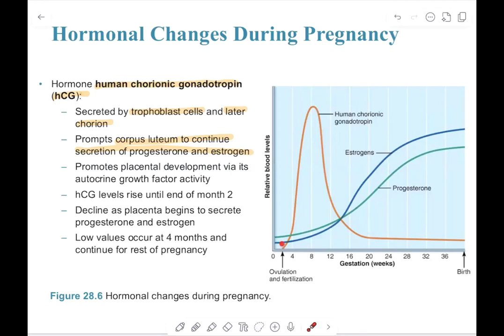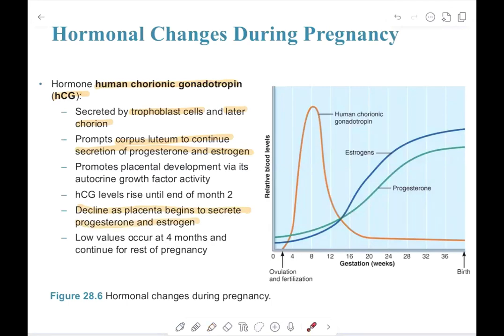At the point of ovulation and fertilization, a little bit after that, there's a slow increase here in HCG. And that HCG is what is going to be detected in the blood or the urine at the beginning of pregnancy. But even if women do get a positive urine test, it's always good to go in and see your doctor and get a blood test for HCG. So HCG then starts to decline as the placenta takes over and it begins to secrete progesterone and estrogen.